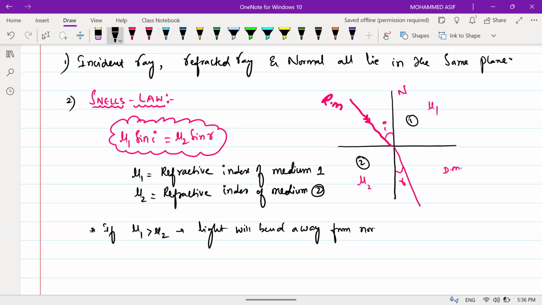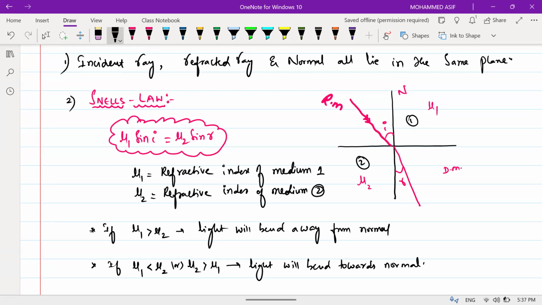Away from normal. Clear? The same way. If mu1 is lesser than mu2, or I can say that mu2 is greater than mu1, then light will bend towards the normal. Clear? That is the condition you need to remember. Mu1 is greater than mu2, light will bend away. If mu1 is lesser than mu2 or mu2 is greater than mu1, light will bend towards the normal.